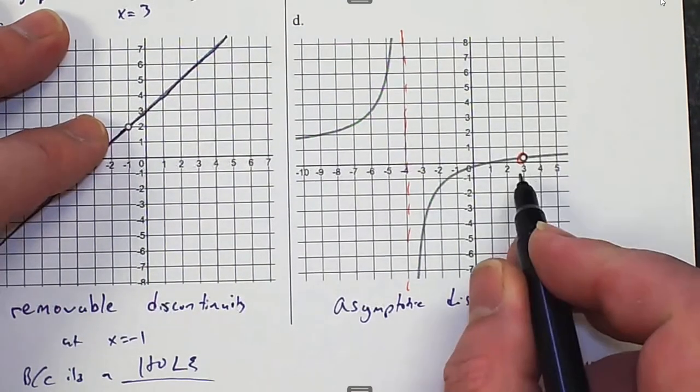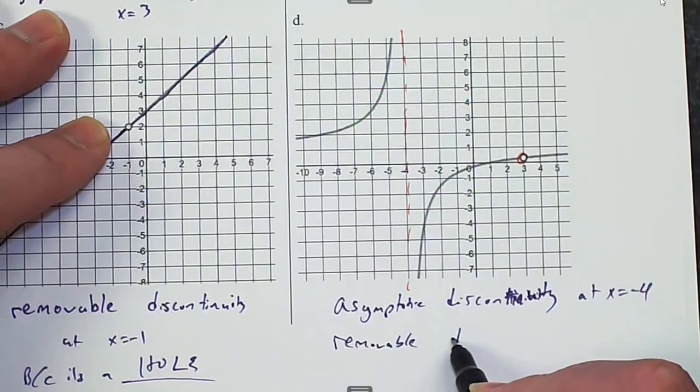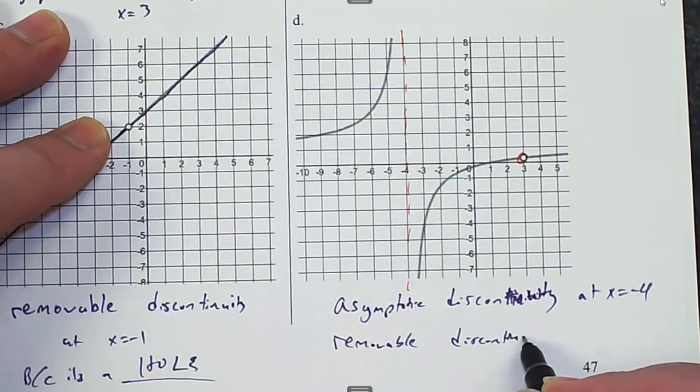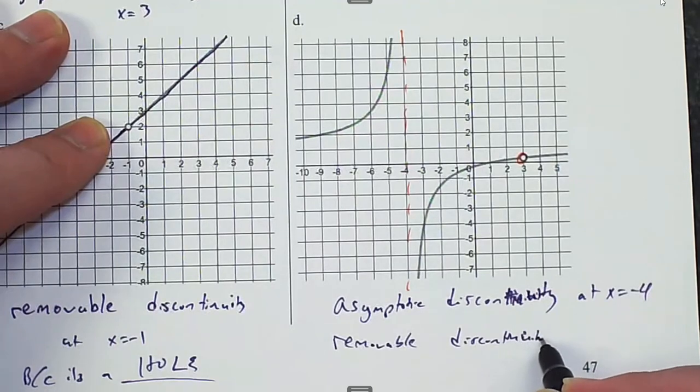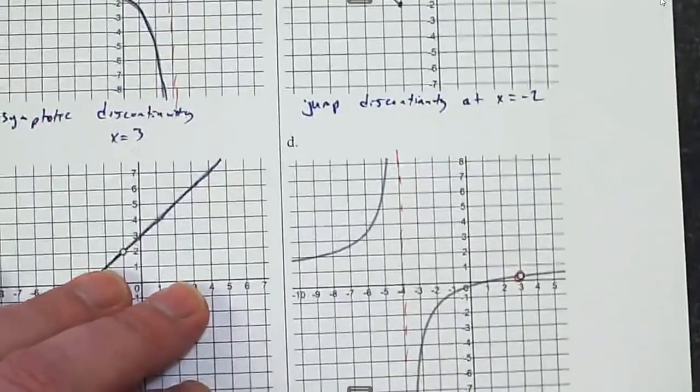But we have a hole at x equals 3, so that is a removable discontinuity at x equals 3. All right.